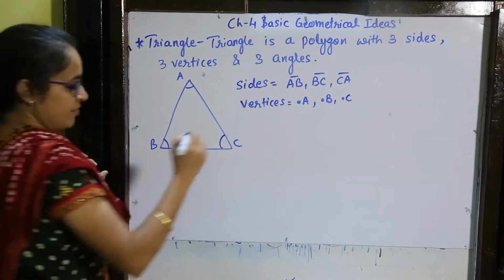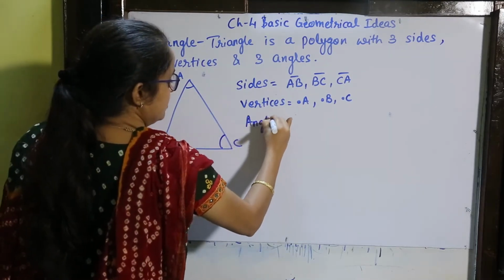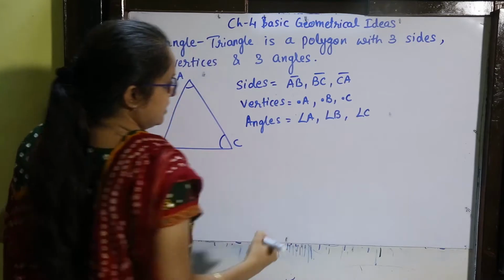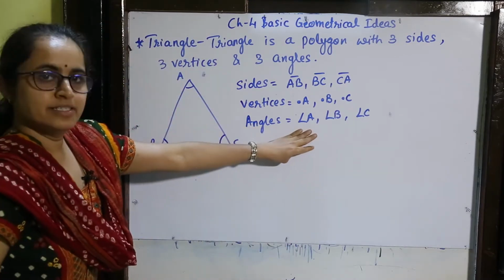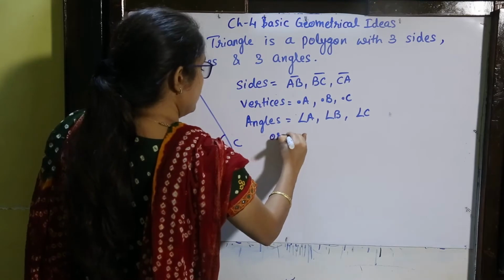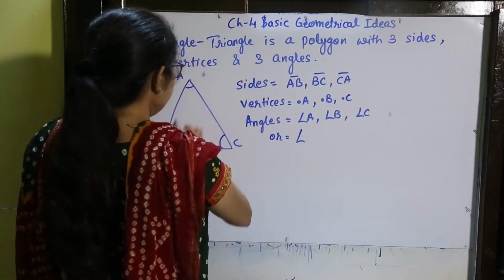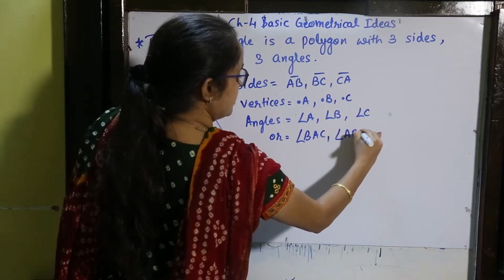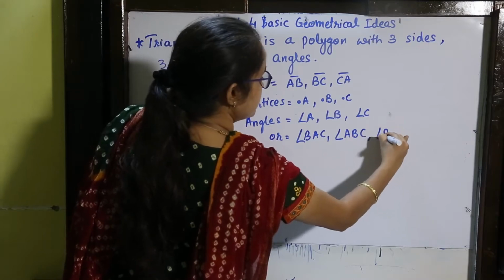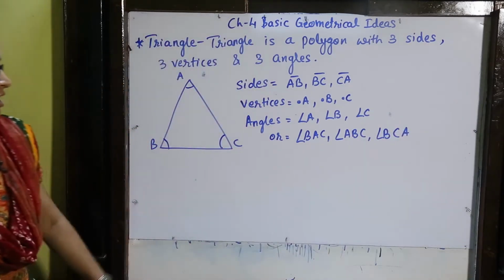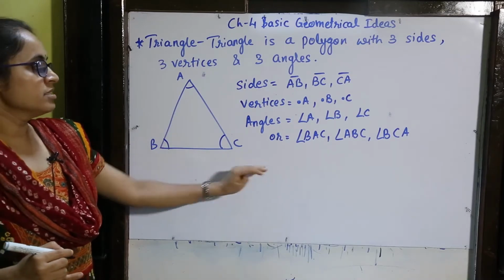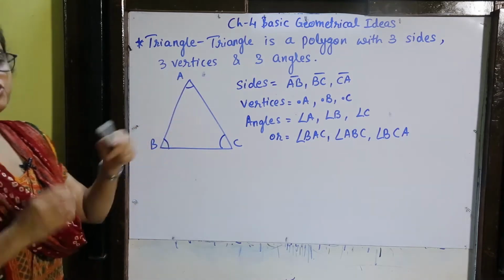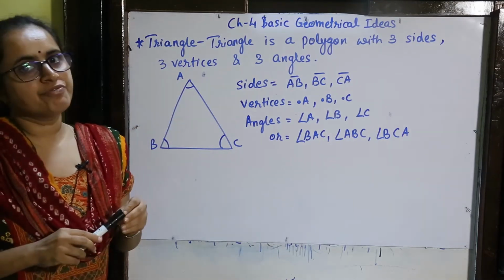Now these angles you can write like this as well. Suppose angles are angle A, angle B, angle C. Now suppose I want to write this angle, I can write this angle like this also: angle BAC, angle ABC and angle BCA. Okay. So this is how you must write sides, vertices and angles. You can pause this video and complete your work. Then we will move on to exercise 4.6.